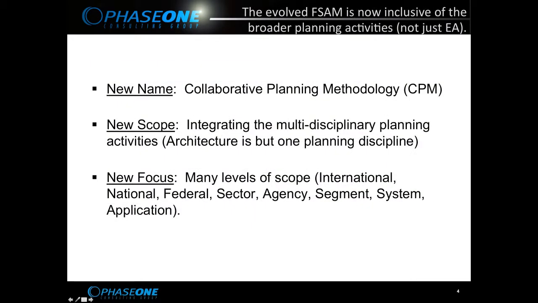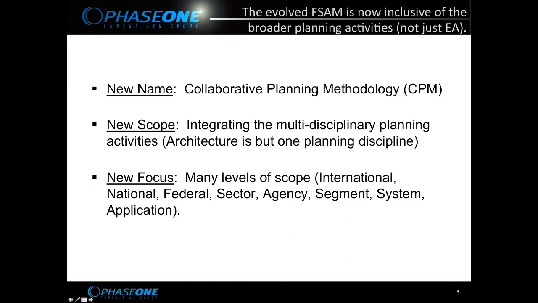So the evolved federal segment architecture methodology is now inclusive of this broader planning discipline. And I think what's really the most important element here is that architecture has been recognized as being but one of many planning disciplines that need to work together. So we looked at FSAM and we thought about the name Federal Segment Architecture Methodology, and there were a few problems that were immediately called out by the agencies that came around the table to develop the CPM.